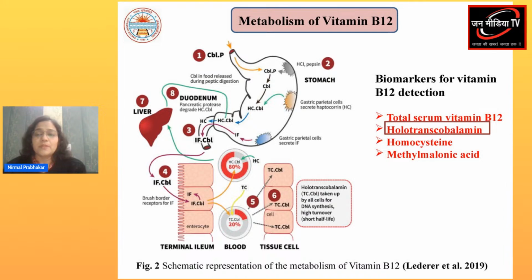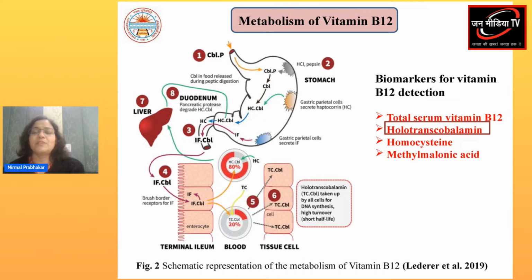So there are four main markers for the estimation and detection of vitamin B12 levels. First is total serum vitamin B12 levels. Second is holotranscobalamin, homocysteine levels, and methylmalonic acid level. Homocysteine and methylmalonic acids are good biomarkers for detection of vitamin B12 deficiency, but homocysteine level basically is associated with the folic acid deficiency also.